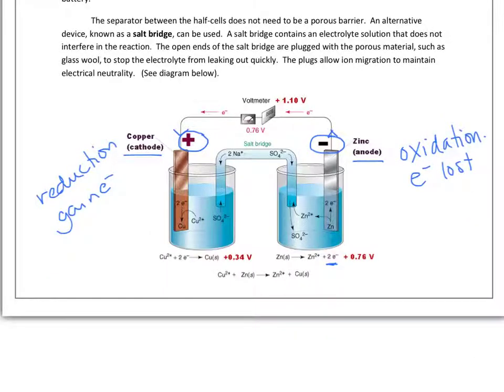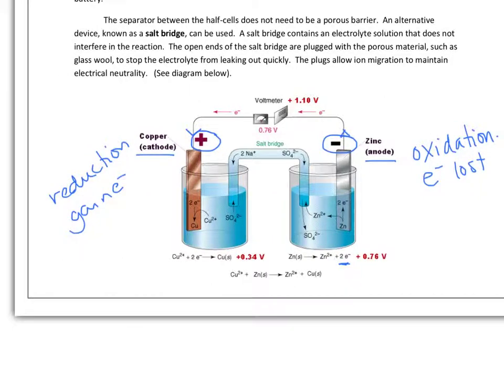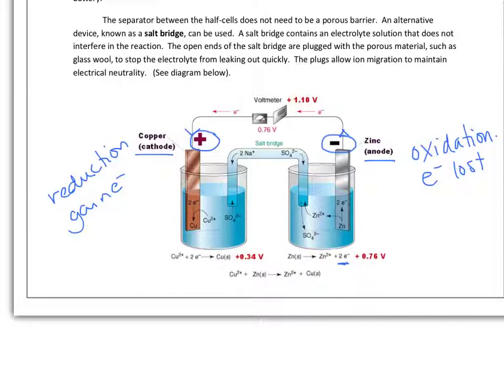The separator between the two half cells does not need to be a porous barrier, and more often than not, it is not a porous barrier. An alternative that can be used is called a salt bridge, and that's what we're going to be using when we draw out our own electrochemical cells.